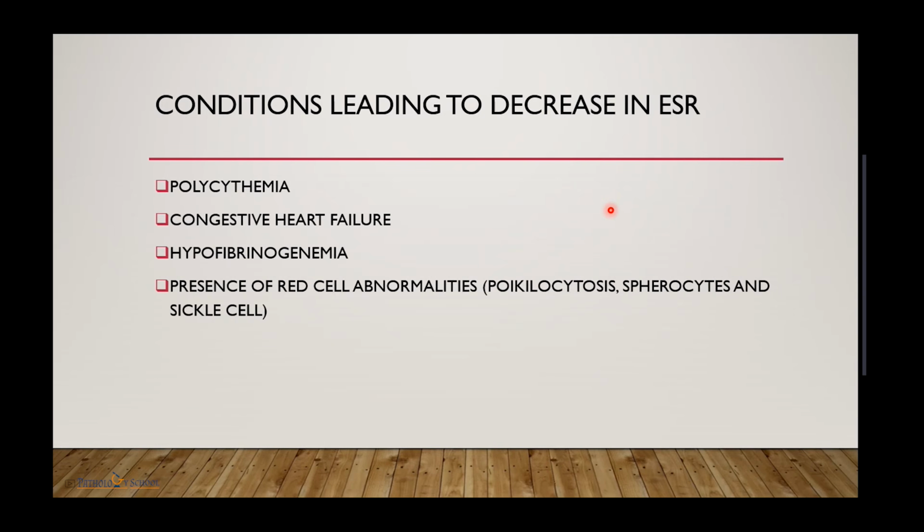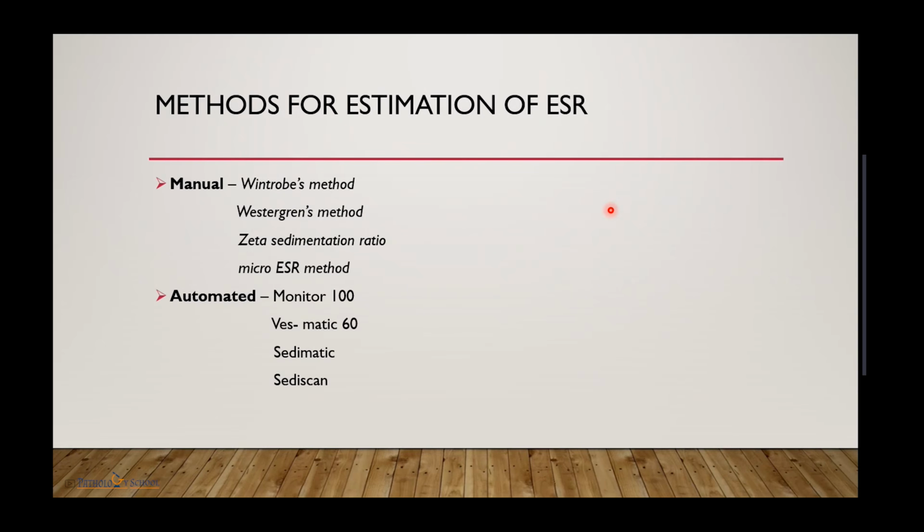Certain conditions lead to a decrease in ESR. Polycythemia: here the amount of RBCs is more, so it results in a decrease in ESR. Congestive heart failure: it causes toxic damage to the myocytes, so hence it decreases ESR. Hypofibrinogenemia: because as we have studied, fibrinogen reduces the zeta potential, so hence it decreases ESR. And if there are spherocytes and sickle cells, they are unable to form rouleaux, and so it results in a decrease in ESR.